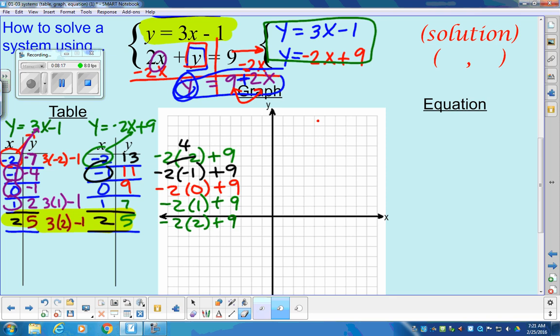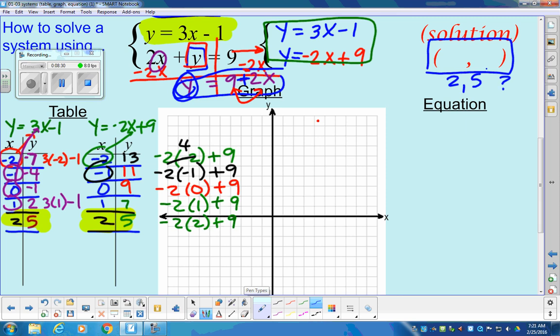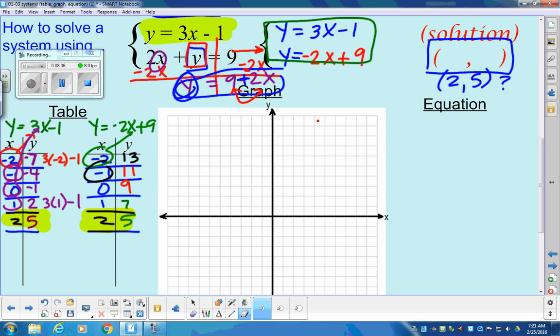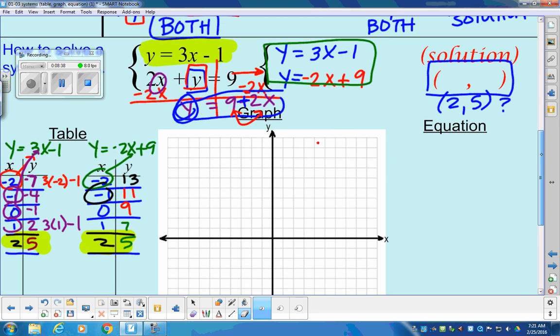2, 5 is the answer because it works for both of the equations, the equation on the left and the equation on the right. So we think our solution is going to be 2, 5. I'm not going to put it in yet. I'll write it down here as I think that's what it is. We'll wait to confirm. So having said that, let's go ahead and solve the equations to see if we agree.